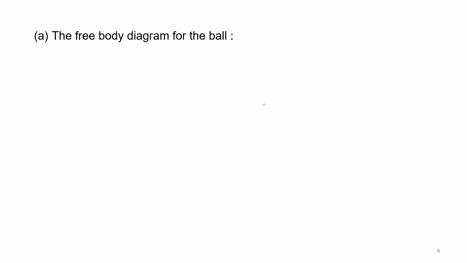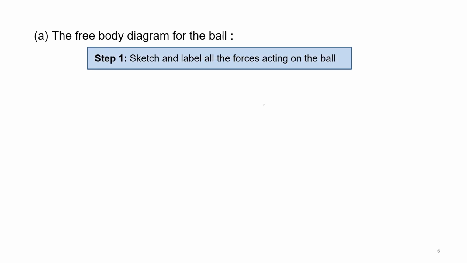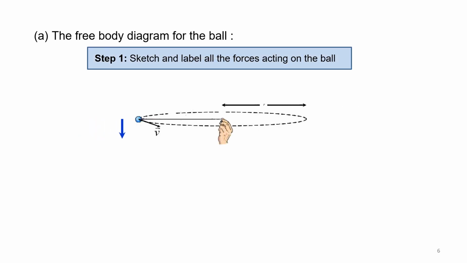Okay, sketching the free body diagram. So the first step, sketch and label all the forces acting on the ball. The first one is the weight of the ball, which is always directed downwards to the center of the earth. We label it as mg. The next one is the tension provided by the string, which is always directed away from the object, and we label it as capital T. And we know that the centripetal acceleration is always directed towards the center of the circle.